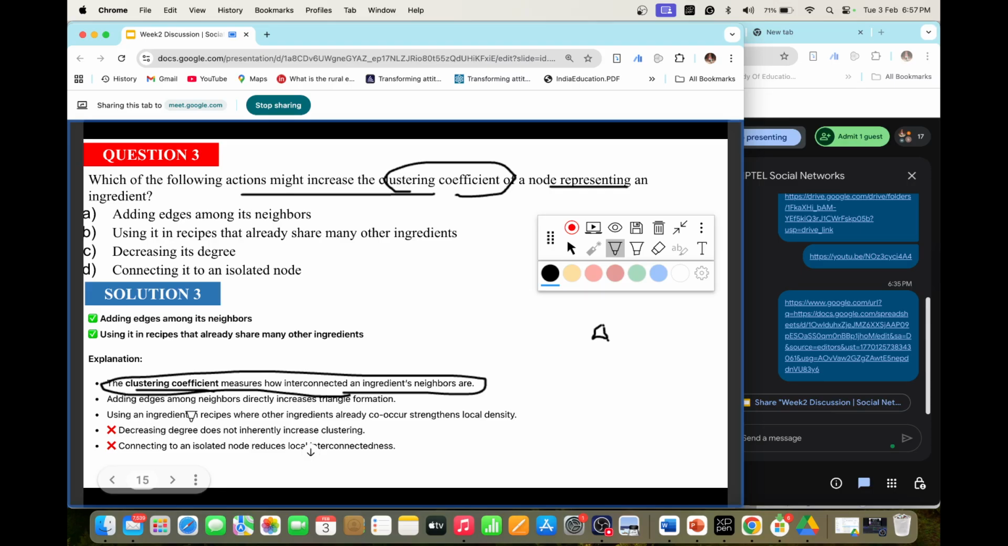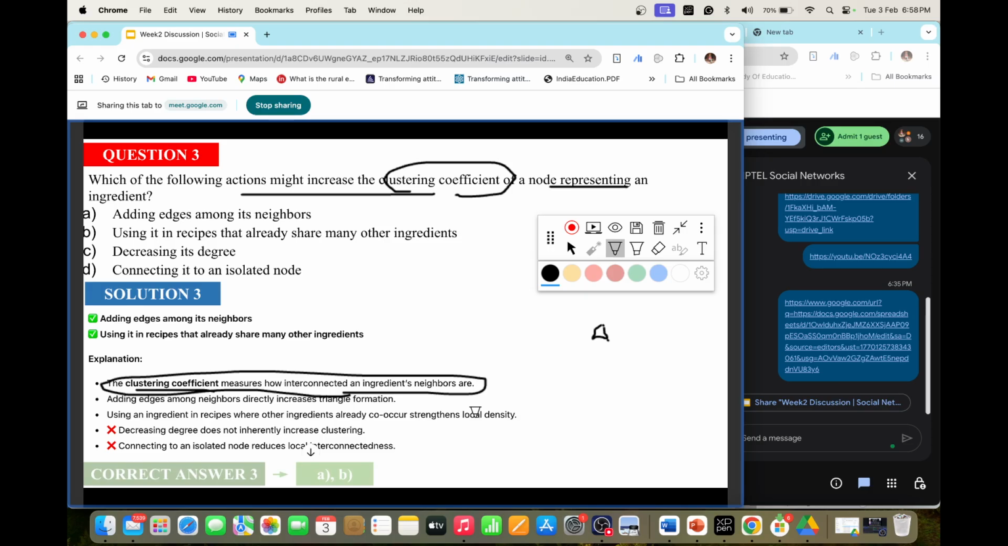So using an ingredient in a recipe where other ingredients already co-occur strengthens the local density, and by that the clustering coefficient will also increase. But decreasing its degree does not inherently increase the clustering. Decreasing degree will decrease the clustering, right? Connecting to an isolated node reduces the local interconnectedness, so your clustering coefficient will again decrease.